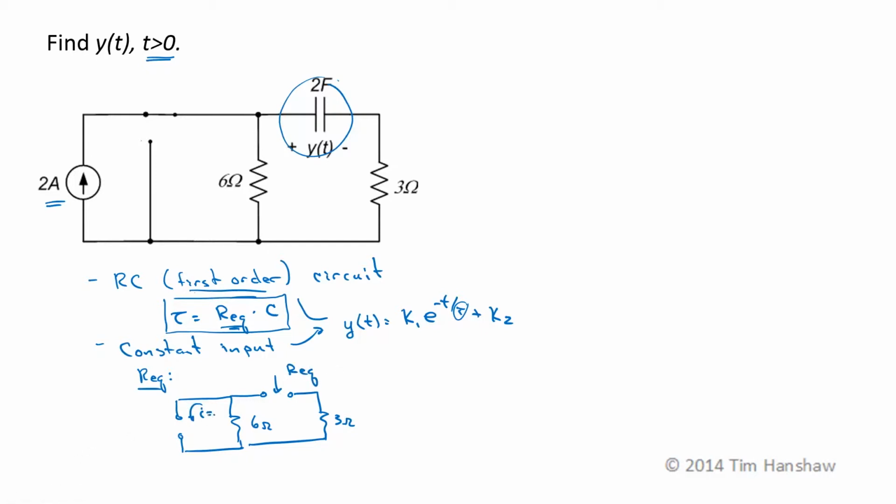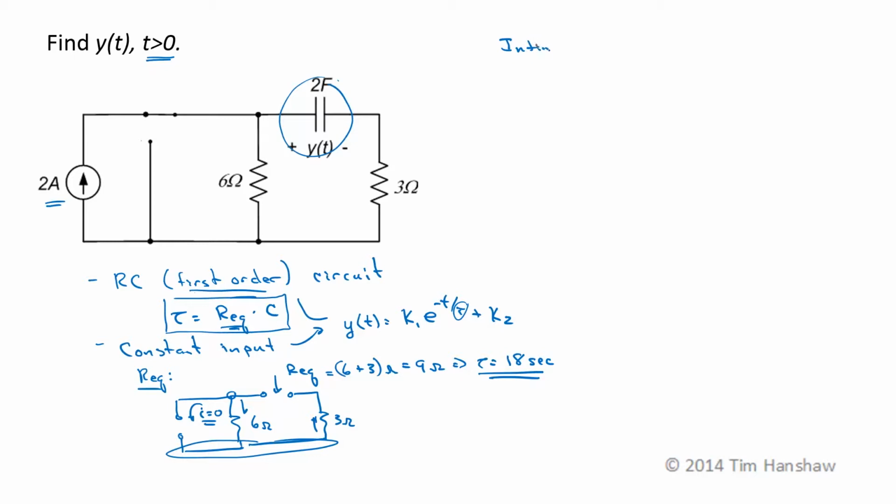No current goes through an open circuit by definition, so any current going through here also goes through here. You can verify that by doing KCL here or here. So these two elements are in series, and Req is 6 plus 3 ohms, or 9 ohms, and tau is equal to 2 times 9, or 18 seconds. Now we get K1 and K2 by applying initial and final conditions.